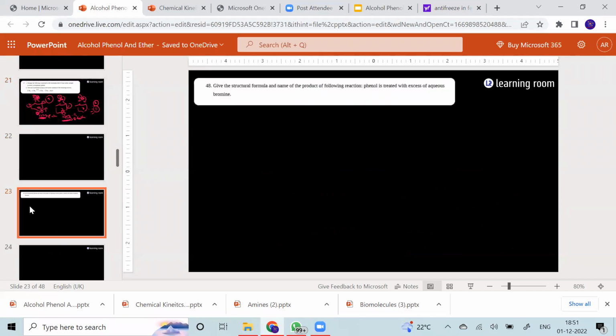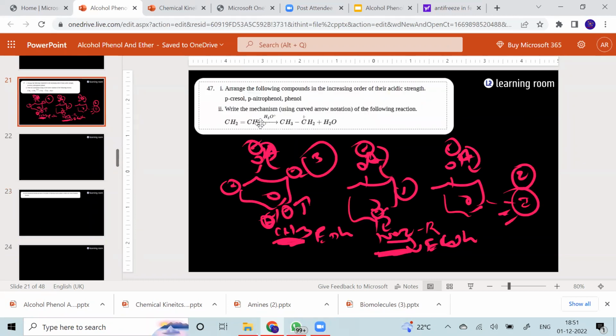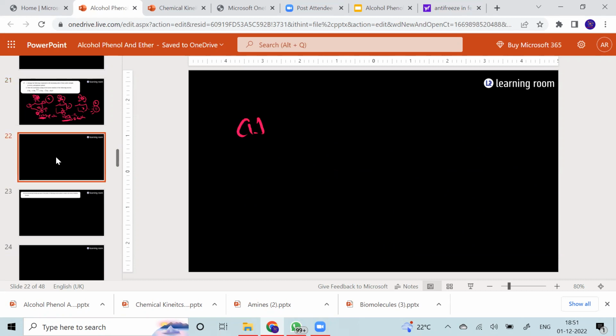Give the structural formula. Okay, there was another question before. Write the mechanism using curved arrows for the following reaction. Now that's very simple, right? H3O plus I need to add and it is going to become CH3CH2 plus. Okay, let me show it to you. CH2 double bond CH2. Now comes your H3O plus there. They want to attack.